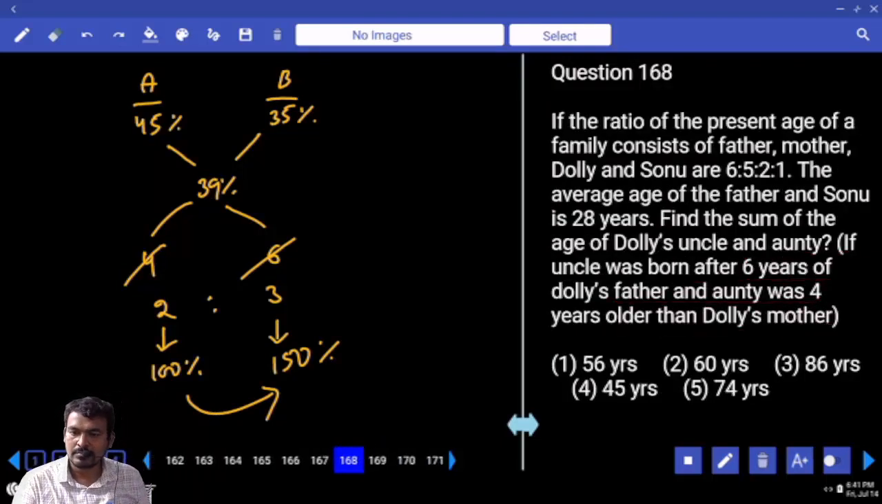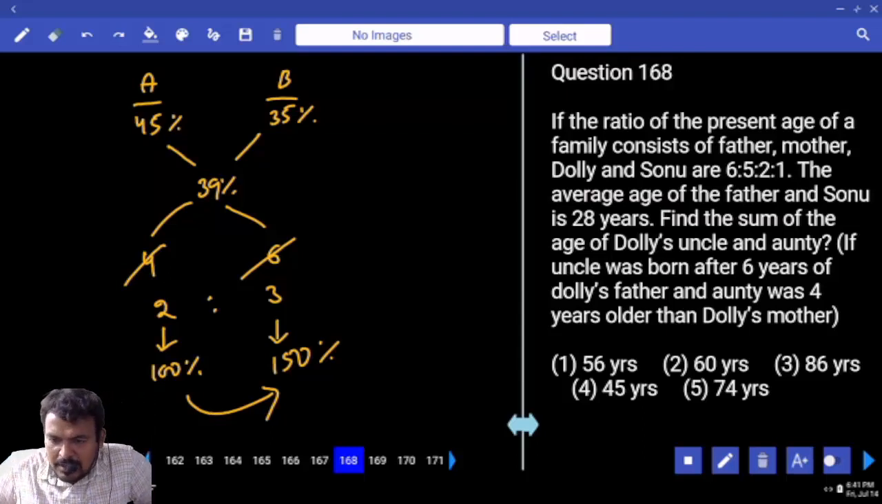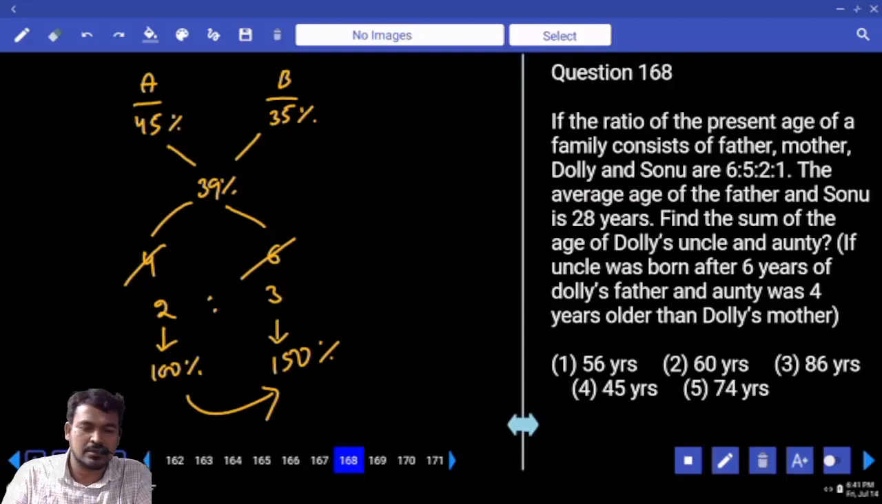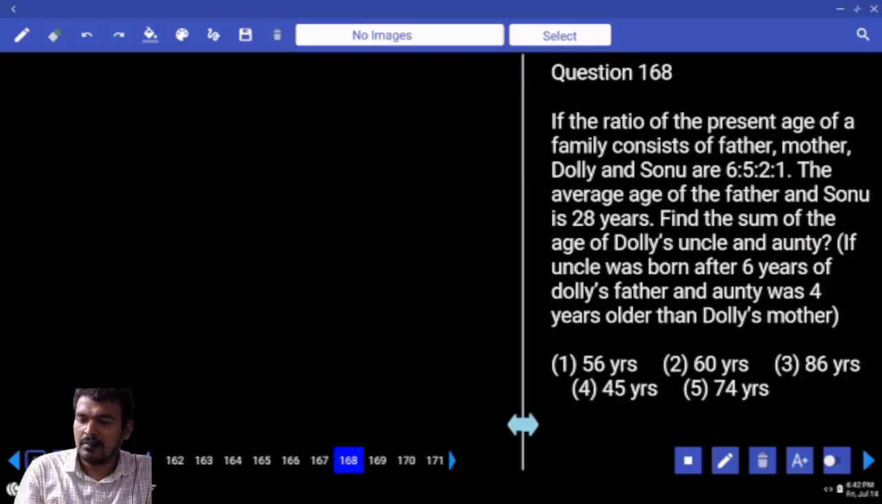168. If the ratio of the present ages of a family consisting of father, mother, Dolly and Sonu is 6 is to 5 is to 2 is to 1, and the average age of the father and Sonu is 28 years, find the sum of the ages of Dolly's uncle and auntie, if the uncle was born 6 years after Dolly's father and the auntie was 4 years older than Dolly's mother. Here, in total how many persons are there? 4 persons.